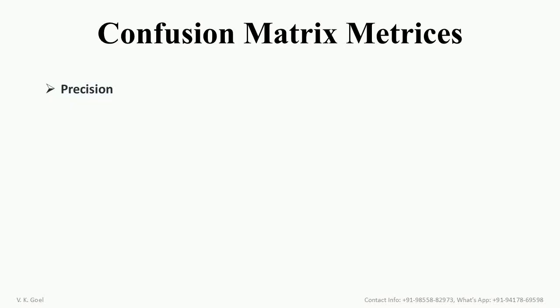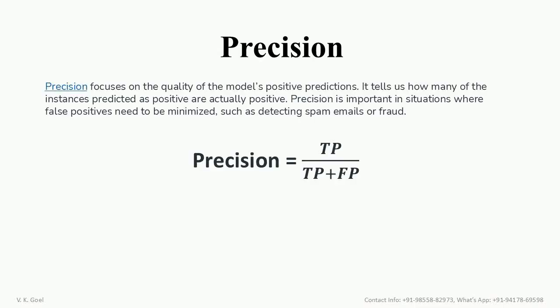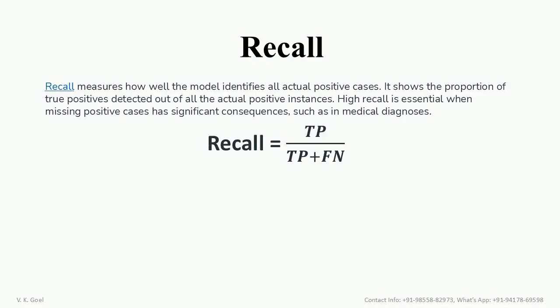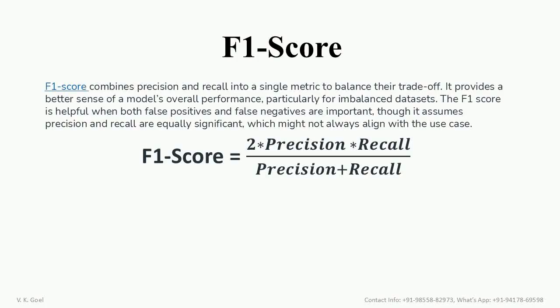A confusion matrix is associated with 3 important metrics, namely precision, recall, and F1 score. Precision tells how many of the instances predicted as positive are actually positive. Recall shows the proportion of true positives detected out of all the actual positive instances. F1 score provides a better sense of a model's overall performance, particularly for imbalanced data sets.